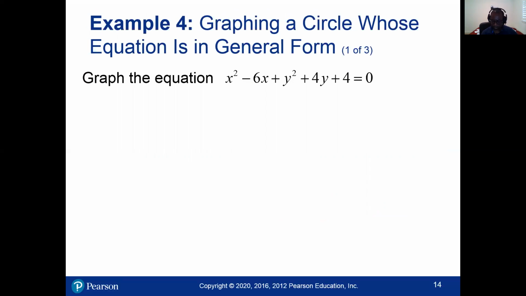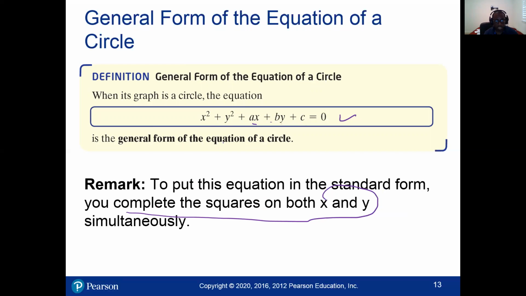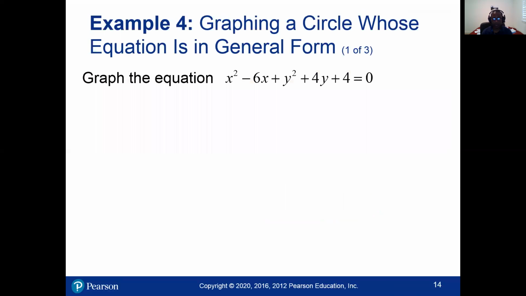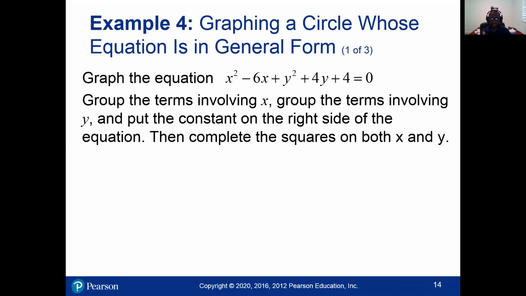Now, I want you to note that the coefficients of x squared and y squared are 1. In the general form, before I can complete the squares, the coefficients of x squared and y squared must be equal to 1. Now, you determine the terms involving x and y. Then move the constant term, which in this case is 4, to the right side. And then you complete the squares and you have your standard form.